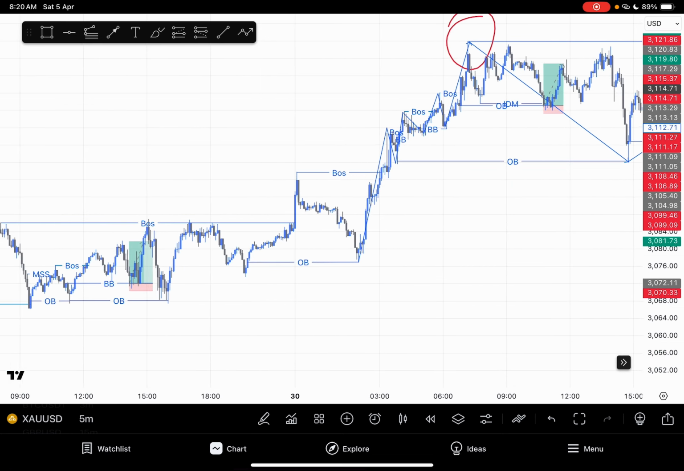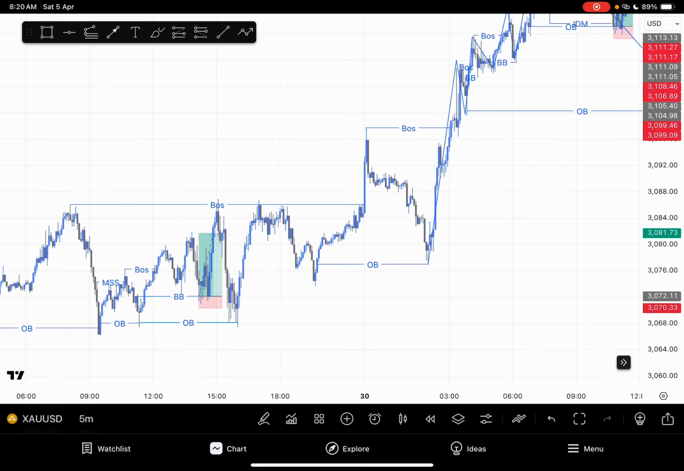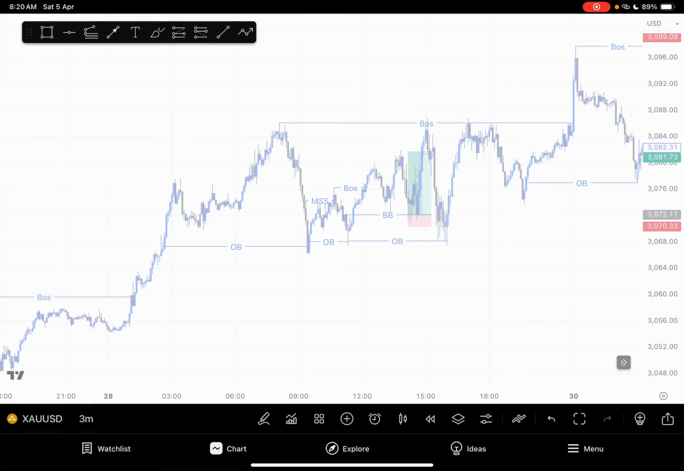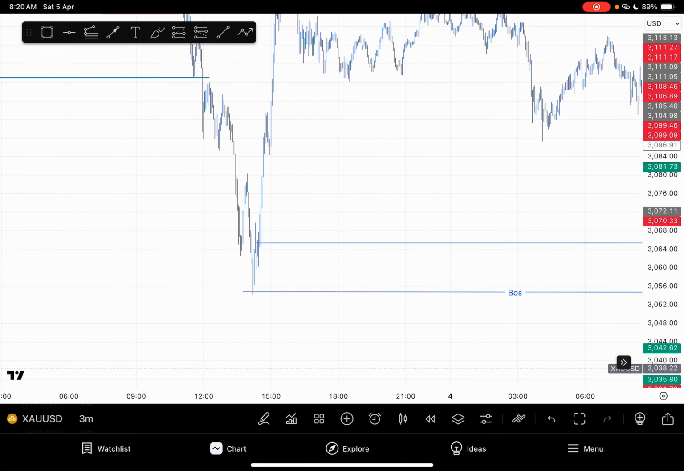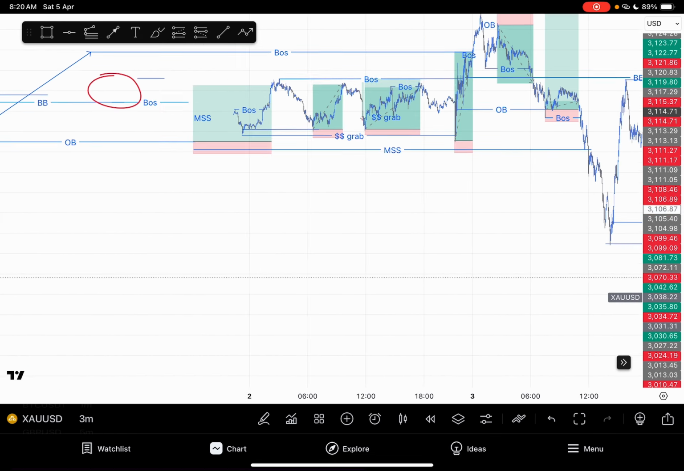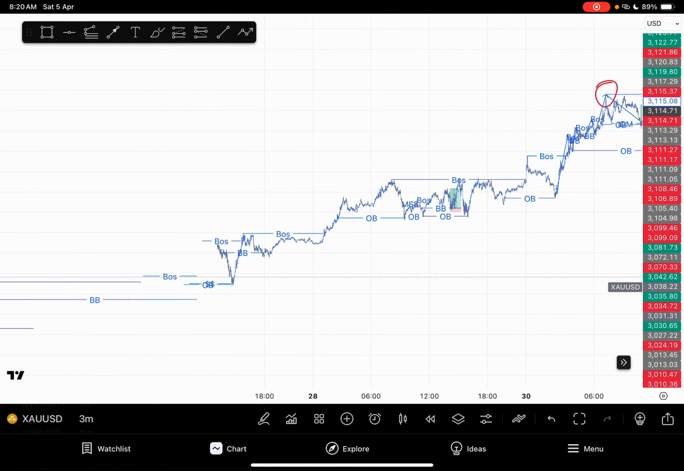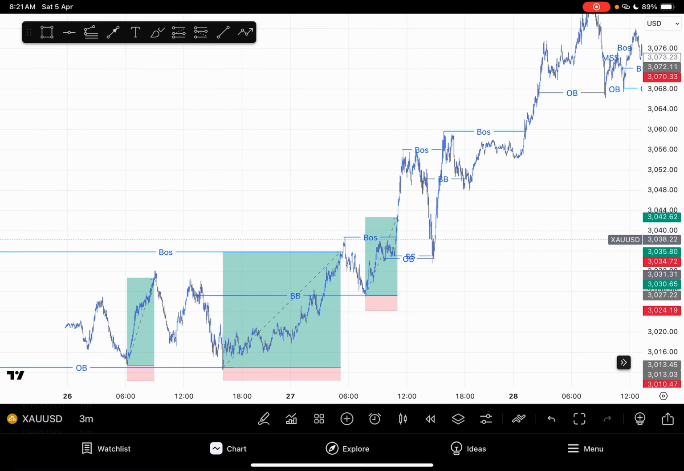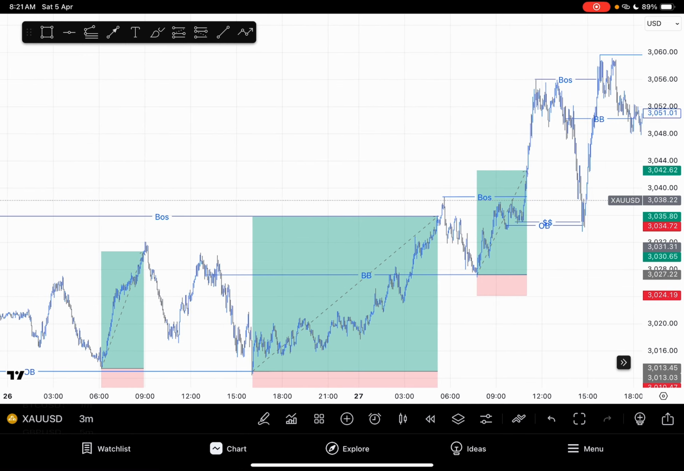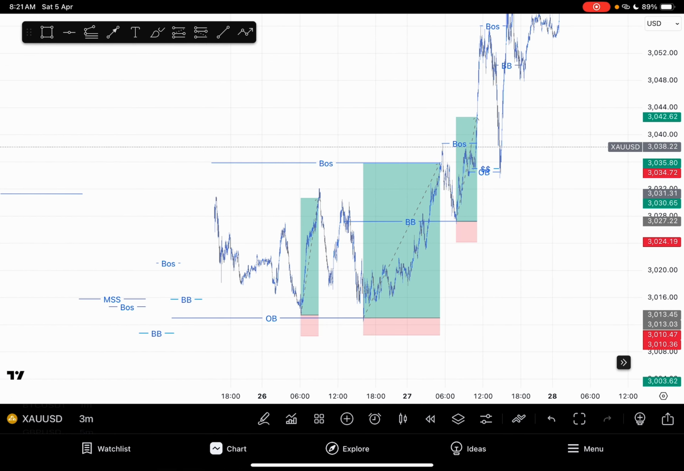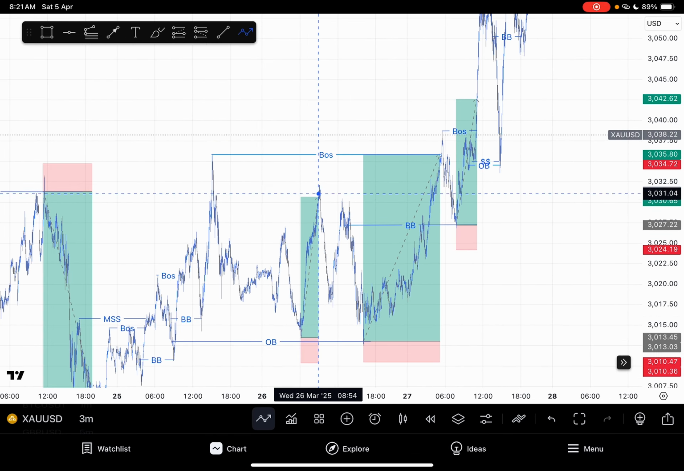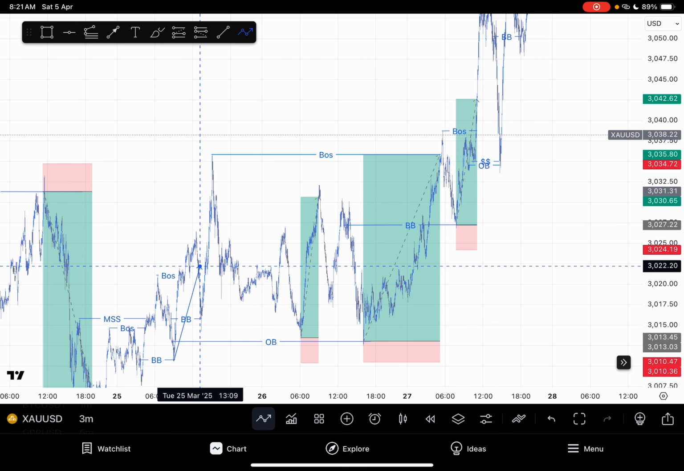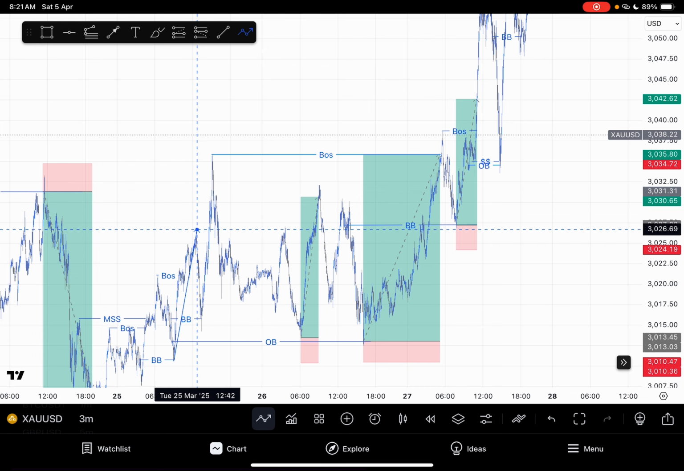So now let me go back, let me go down to the 3 minute time frame. Let me show you how a liquidity grab looks like. Okay, from here now, you see price was creating break of structures. Say we started from here, created a break of structure.